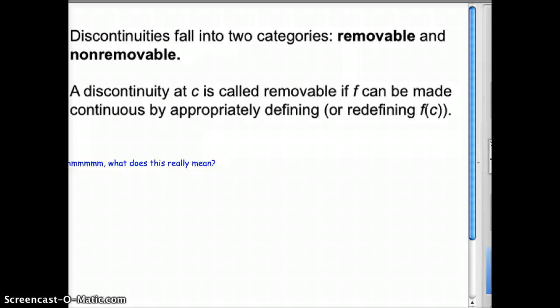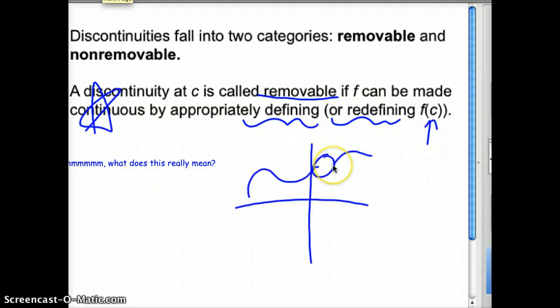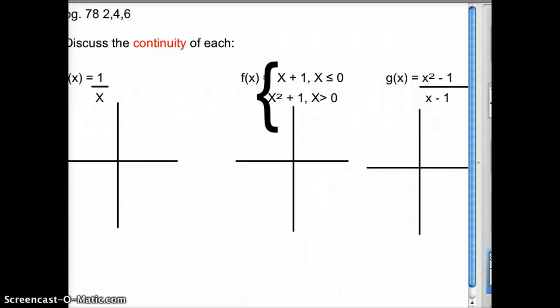Know the difference between removable and non-removable. Know this: it's removable if you can redefine or define that value there. Basically what it's saying is boom, boom, boom, open hole. I can make this removable if I just fill that hole up, or if it was down here, if I just redefine it and move it up.